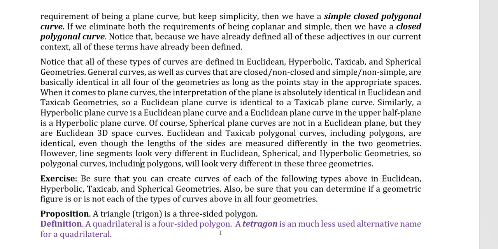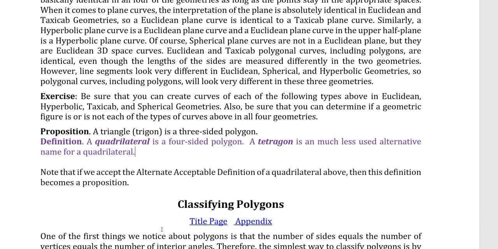Now, then we could prove as a proposition that a triangle, also known as a trigon, is a three-sided polygon. And then, once we've defined a polygon, which required that we define what was meant by all these other terms, we can now define a quadrilateral as a four-sided polygon. Another not very often used term is tetragon, which is another name for a quadrilateral. But we'll normally use the term quadrilateral for a four-sided polygon.